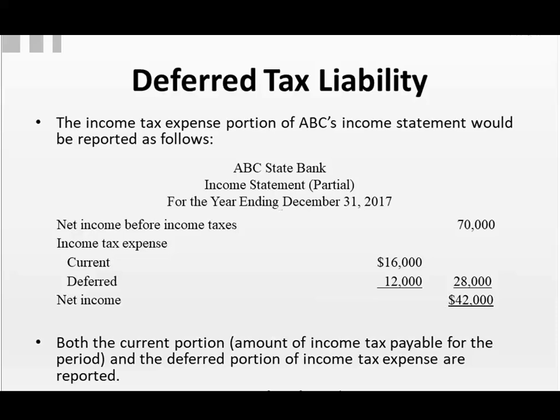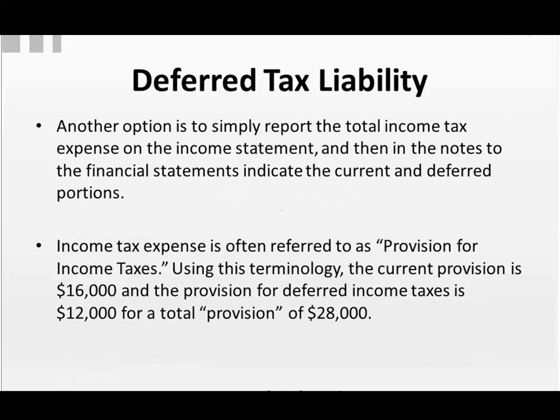Now, you could show it like that on the face of the income statement, or you could just show on the income statement $70,000 less $28,000, then somewhere in a footnote disclose that the $28,000 consists of $16,000 current taxes payable and $12,000 deferred taxes payable. All right? I hope you're getting the flavor here. Another option is to simply report, as I just said, the total tax on the income statement, and then in the notes to the financials indicate the current and deferred portions.